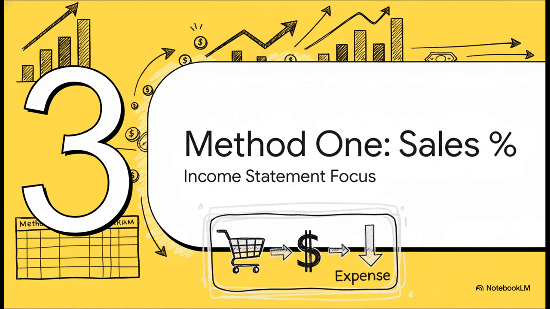Okay, so theory is great, but how do we actually do this in the real world? Let's dive into our first of two very common methods for making this estimate. This one is called the percentage of sales method. I want you to think of this as the income statement approach, because its main goal is to get the expense number right for the income statement. It's all about getting that perfect match between the revenue and the bad debt expense for the period.